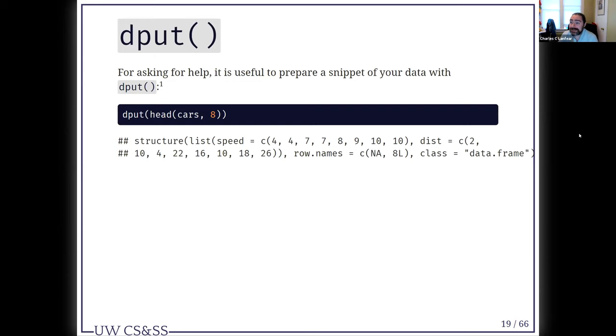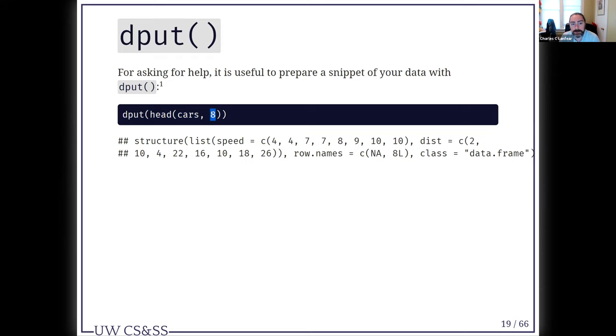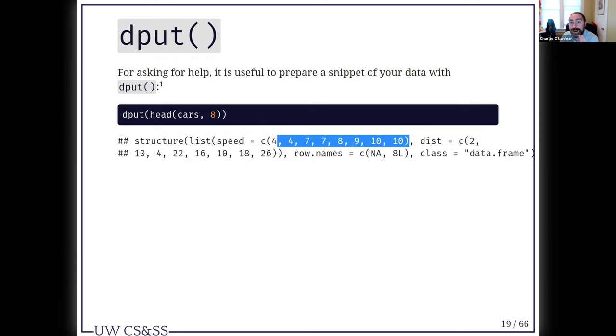Another thing to know about isn't exactly saving files to disk, but is a good way to transmit something to somebody. When you're asking people for help with R code, sometimes you just want to be able to email them a snippet of data. You can do this with dput. Anything you put inside of a dput command, dput will spit out the necessary text to recreate this object in your environment. So you can say, for instance, here is head of the cars data, the first 8 rows, dput. If you run this code in your console, it will recreate the first 8 rows of the cars data frame with all relevant observations, the correct row names, and metadata on the column types.